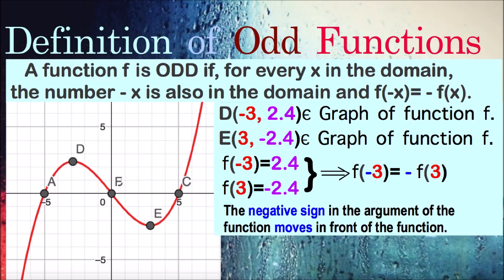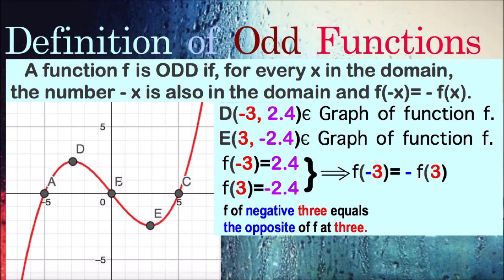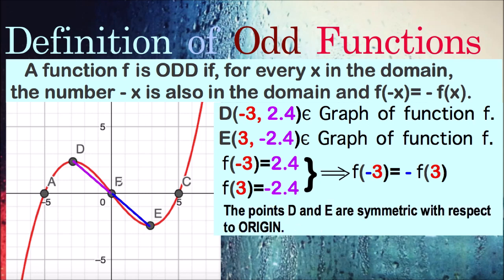The negative sign in the argument of the function moves in front of the function. F of negative 3 equals the opposite of f at 3. The points D and E are symmetric with respect to the origin, as can be seen graphically here.